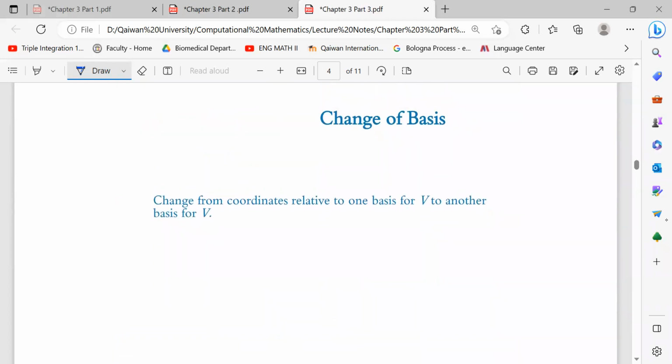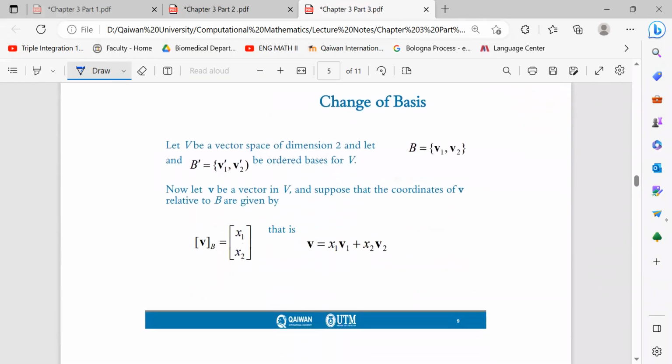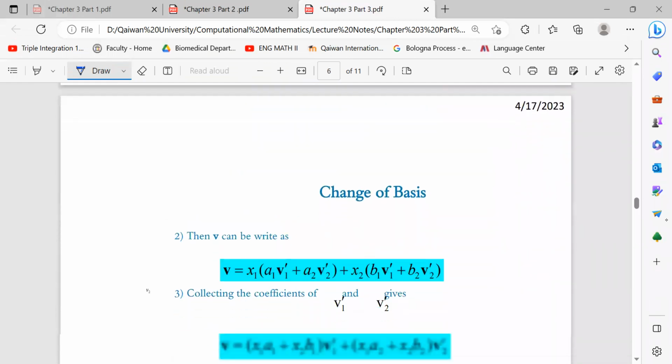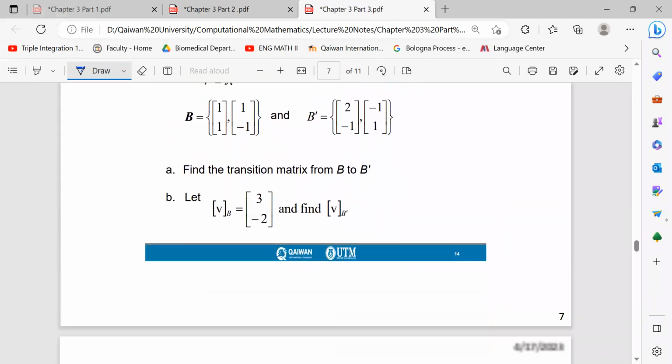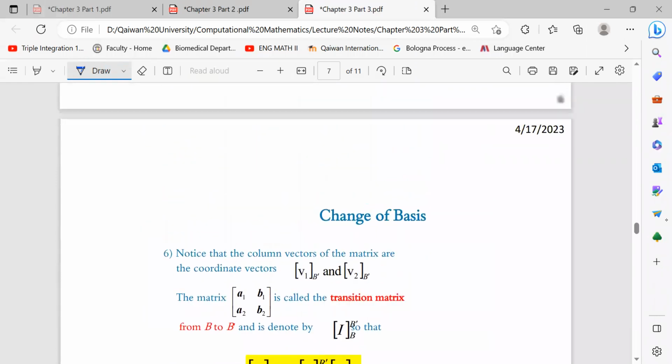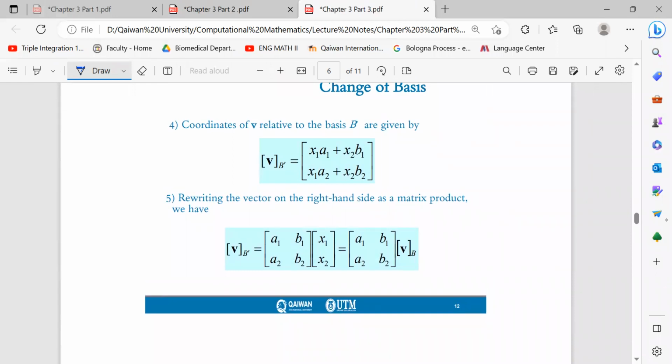Then we have change of basis. In change of basis, it's just the explanation. It's not important. Here, it's important to know these two rules. Only this rule.